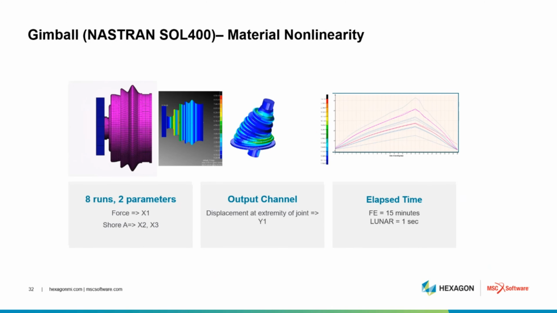This is another example, a very simple example here. We want to drive the displacement at the extremity of a joint with two parameters, force and Shore A, x2 and x3. We use 8 runs for training the data. At the end, we derive the displacement from Lunar. Time from finite element is 15 minutes, but for Lunar it is 1 second.